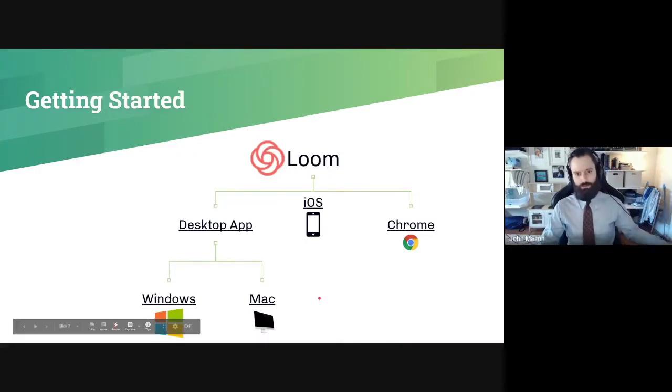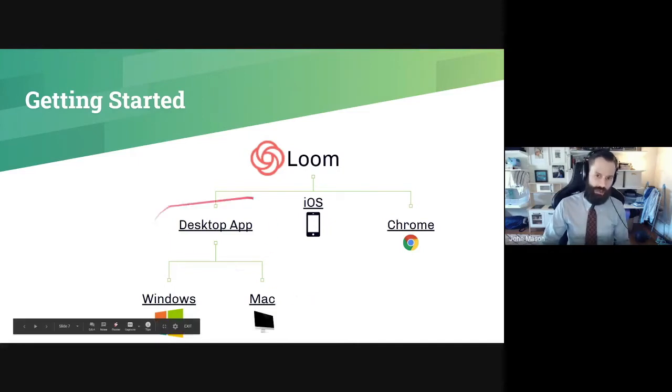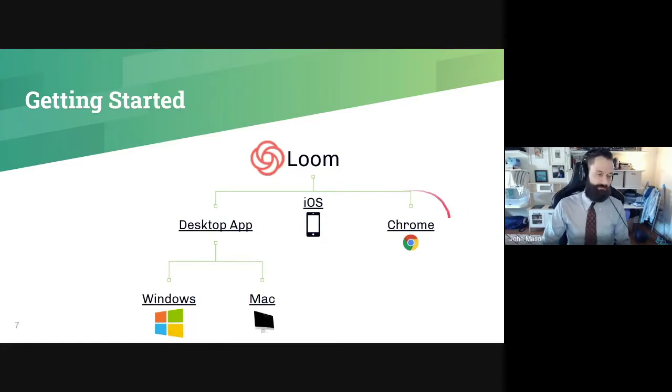So Loom comes in roughly 3 flavors: a desktop app, an iOS or iPhone app, and a Chrome extension. There is no Android app yet. Apparently it is in development, but it has not currently been released. However, one of these will meet the needs of everybody.